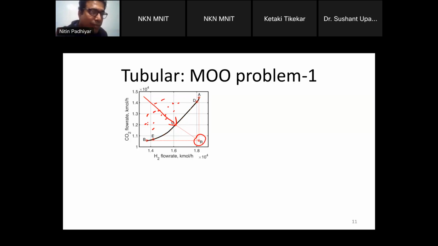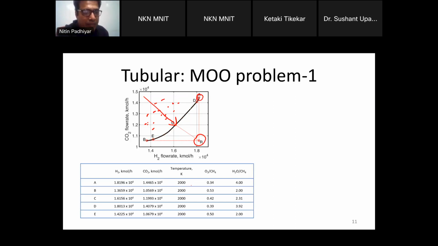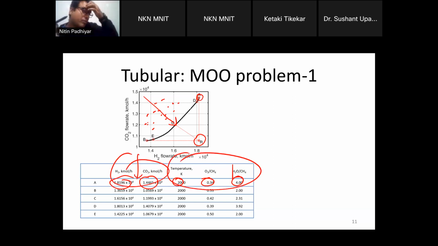By the way, for point A, the corresponding feed conditions are these: temperature should be this much, oxygen should be this much, and water should be this much in the feed. And the corresponding hydrogen or carbon dioxide that you get are this much. So these two are objectives, and these three are the action variables. Each of these points on this curve corresponds to a set of action variables. Five such points, A, B, C, D, E, I have tabulated here and shown over here.